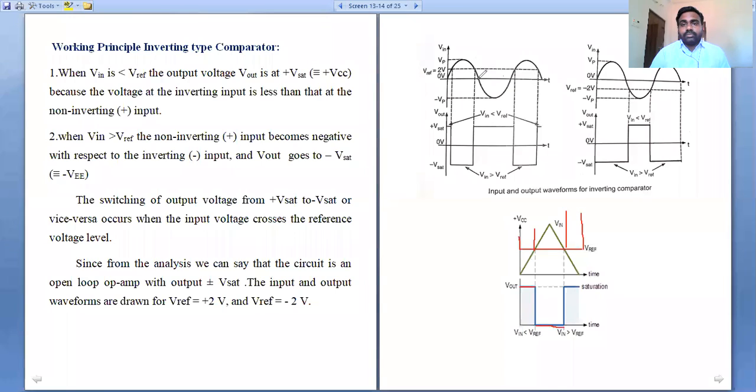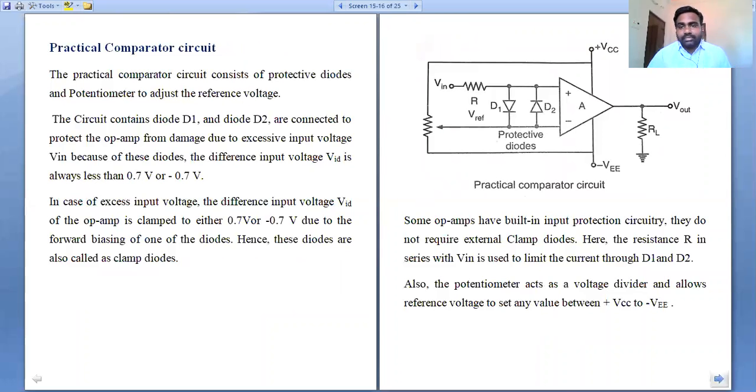Okay, so two types of things happen here. We analyzed the behavior of the inverting comparator with respect to the input sinusoidal pulse as well as the triangular pulse. Okay, next we discuss the practical comparator.